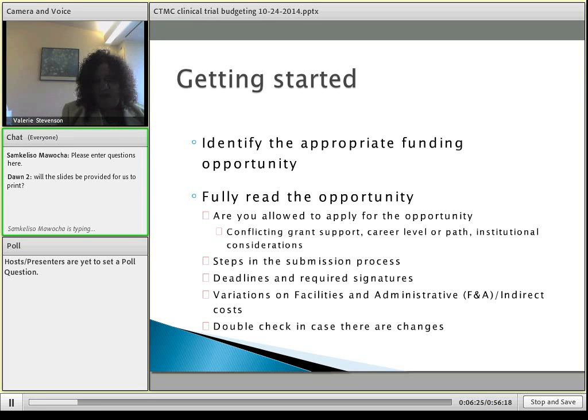Another important thing when you're reading these opportunities is making sure that you actually submit it to the right institution. There's nothing worse than finding out your grant's getting routed to the wrong place or the wrong person.